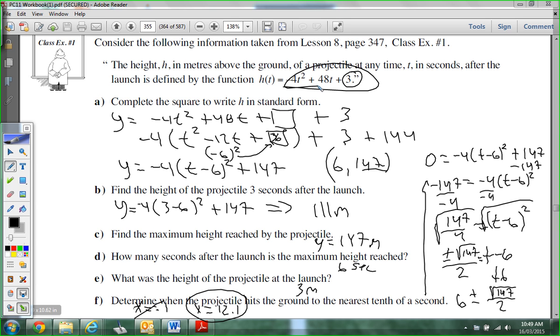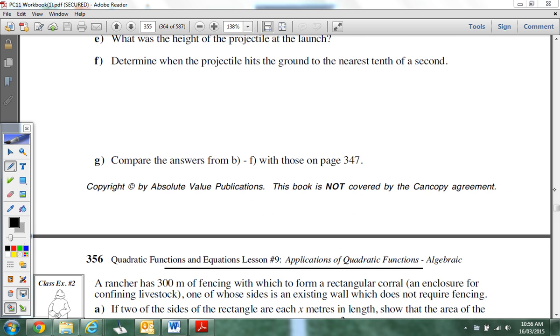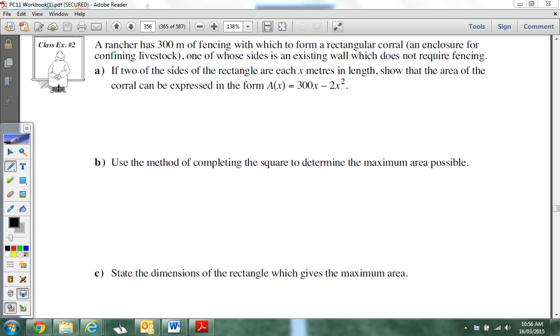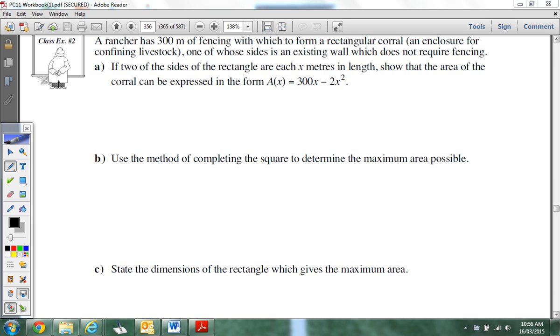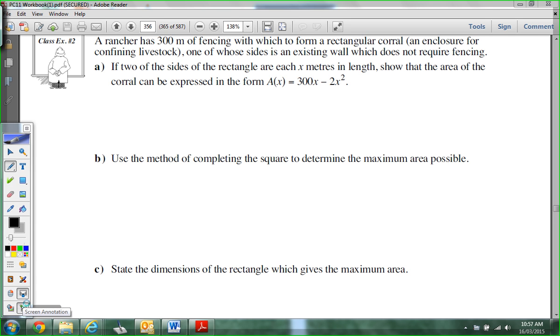Okay, I will say this next problem, maybe highlight. I remember seeing one like this on your summative or midterm. Okay, a rancher has 300 meters of fencing with which to form a rectangular corral enclosure for livestock, one of whose sides is an existing wall, so it does not require fencing. So one of these sides we don't need to have any fencing for.